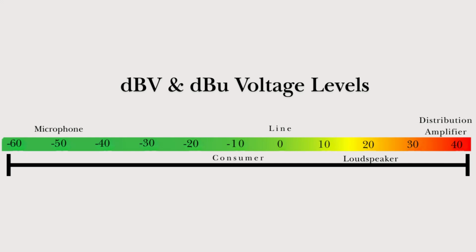Now I know that was a lot of math really fast, but what we need to understand is that consumer level is negative 10 dBV. Professional line level is plus 4 dBu. Professional mic level is negative 60 to negative 40 dBu. When dealing with amplifiers and powering speakers, we can get all the way up to positive 40 dBu. So the entire measurable range of dBV is negative 60 all the way up to positive 40, with 0 dBV being roughly in the middle.